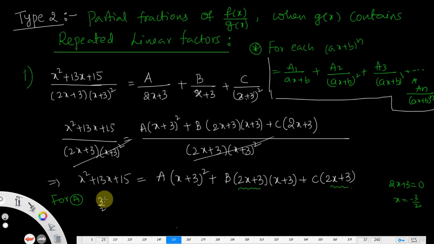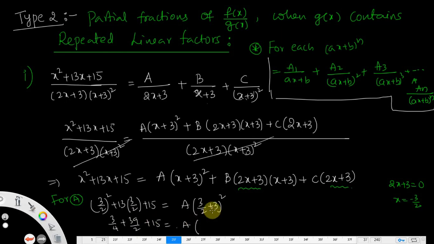So (3 by 2) whole square plus 13 into 3 by 2 plus 15 is equal to A into (3 by 2 plus 3) whole square. So 3 by 4 plus 39 by 2 plus 15 is equal to A into (6 plus 3), that is (9 by 2) whole square. By taking the LCM of all those, then by cancellation in the terms, we can get A.